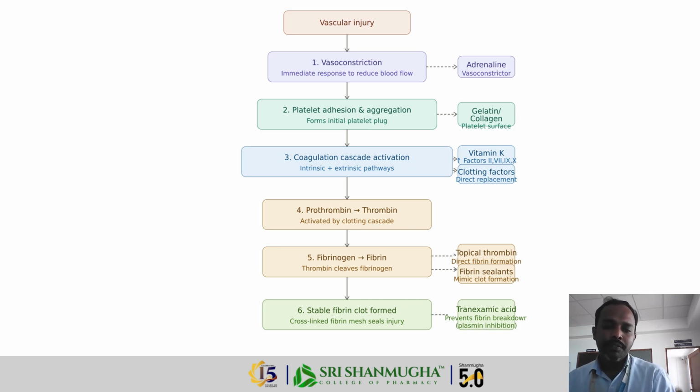For fibrin formation, topical thrombin is essential, for direct thrombin formation, and also we have fibrin sealants as we discussed in the last part of the classification. And the stable clot is assisted with tranexamic acid, which prevents fibrin breakdown as a part of plasmin inhibition. So this is the mechanism of action of various coagulants.